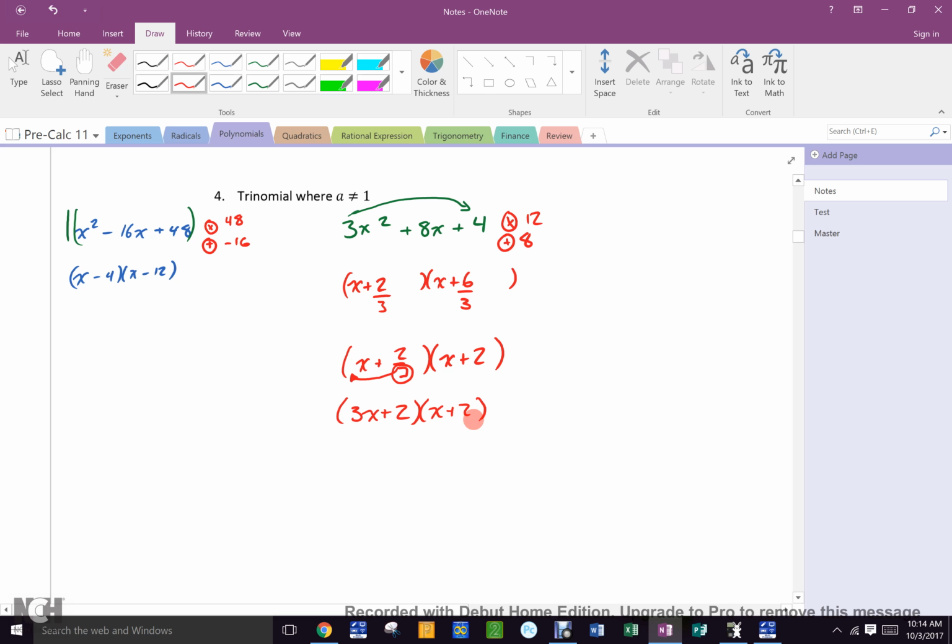Now check it. Is 3x times x 3x squared? Yes. Is 2 times 2 4? 3 times 2 is 6. 2 times 1 is 2. Is 6 plus 2 8? And there is my answer. Does everybody see this? I chose addition in both points because that's the easiest one to do. Everybody cool?